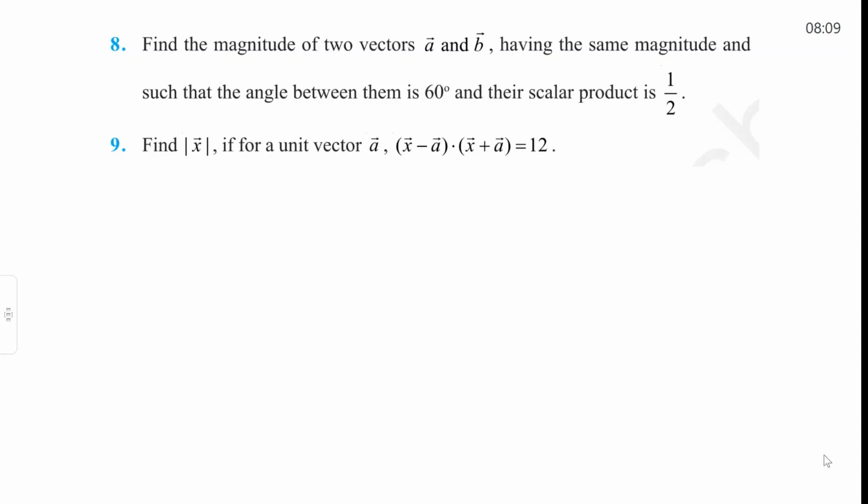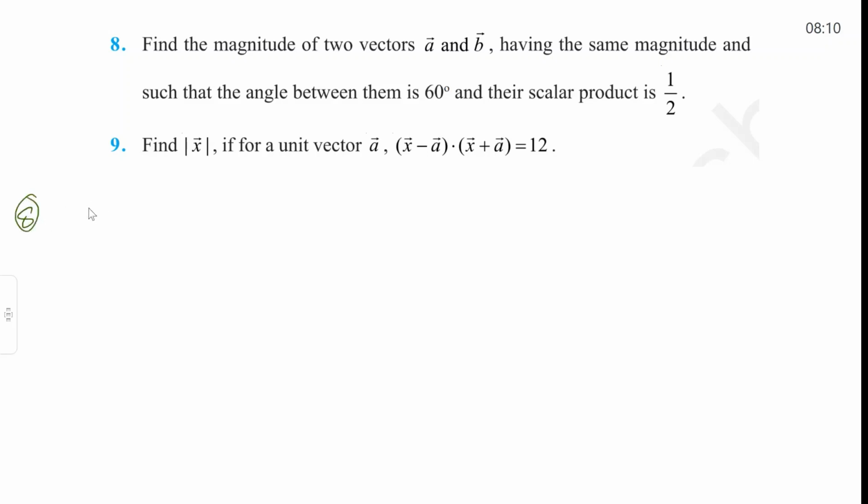Now come to the number 8 question. Find the magnitude of the two vectors a bar and b bar. You have two vectors a bar and b bar. Both of these two vectors have equal magnitude, such that the angle between them is 60 degree, and scalar product is given as 1 by 2. So we take this as solution of the number 8 question.